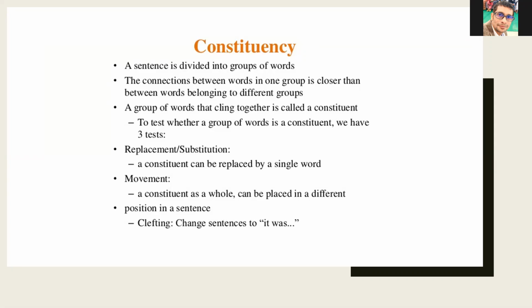The number two feature is movement. A constituent as a whole can be moved in a different way. And number three, position in the sentence, like clefting, changing the sentence to "it was." That is, the chunk of a sentence can be changed in accordance with the position of the meaning. That is called actually clefting. That is, change sentences to "it was," or you can start it with any other phrases to make it a complete, structural, and logically understandable sentence.